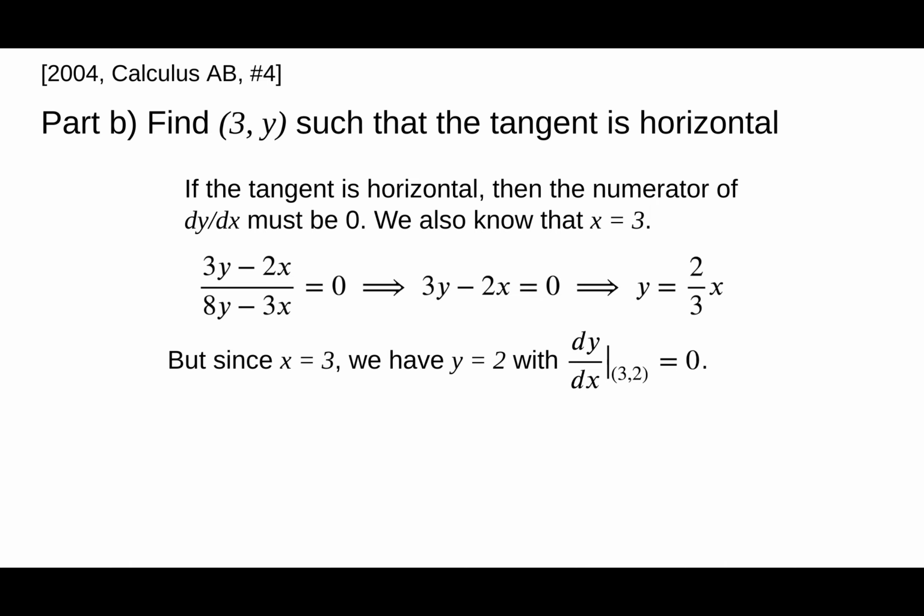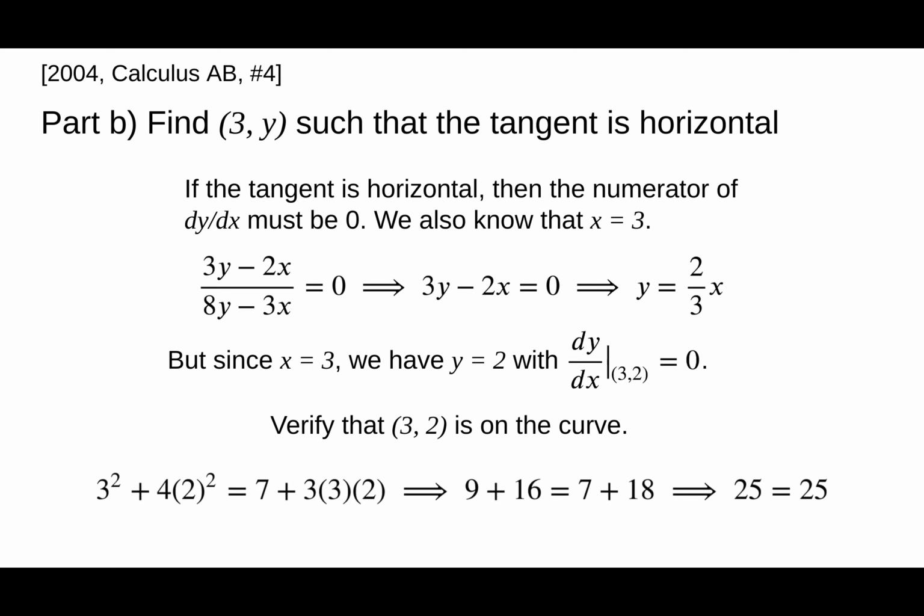Now we have to verify that this point is in fact on the original curve. So verify that (3, 2) is on the curve. If we substitute x is 3 and y is 2, the equation does turn out to be true. We get 25 equals 25. That shows that the point (3, 2) is in fact on the curve. The tangent line there is horizontal.